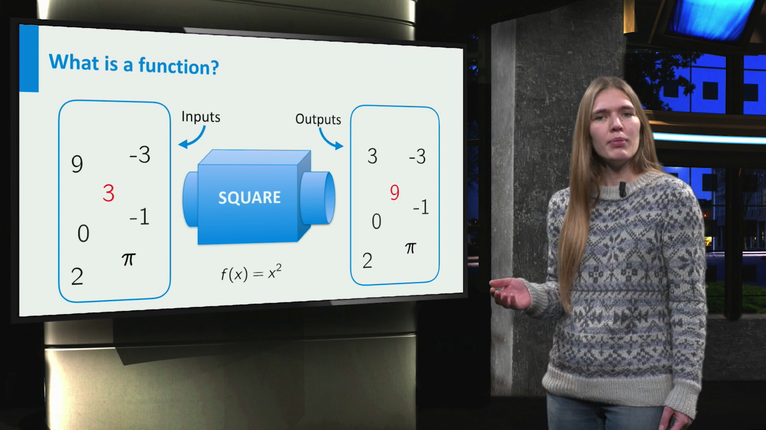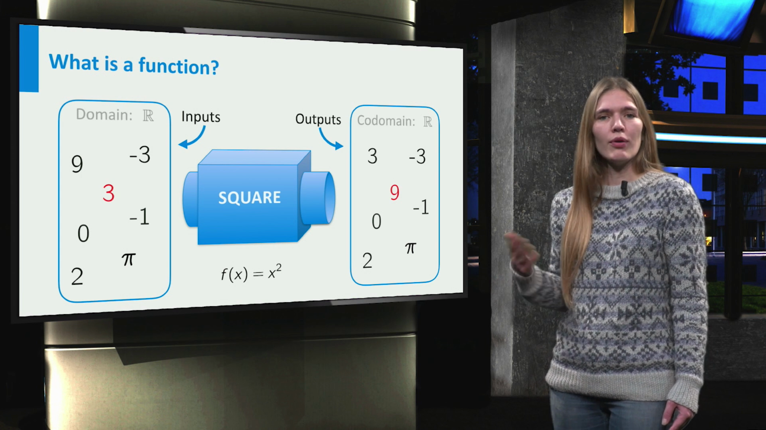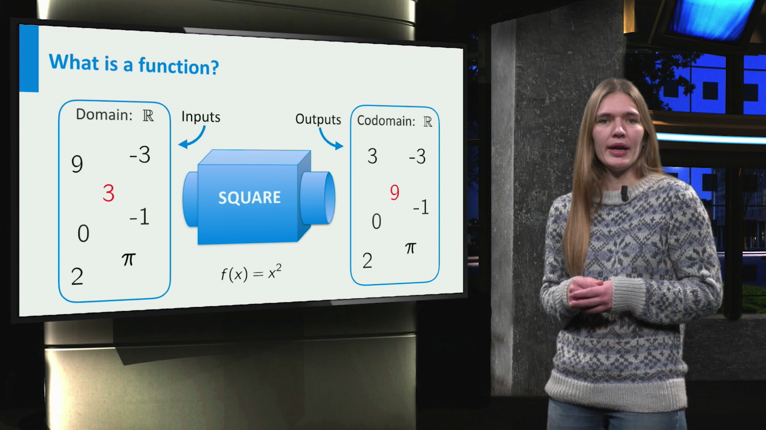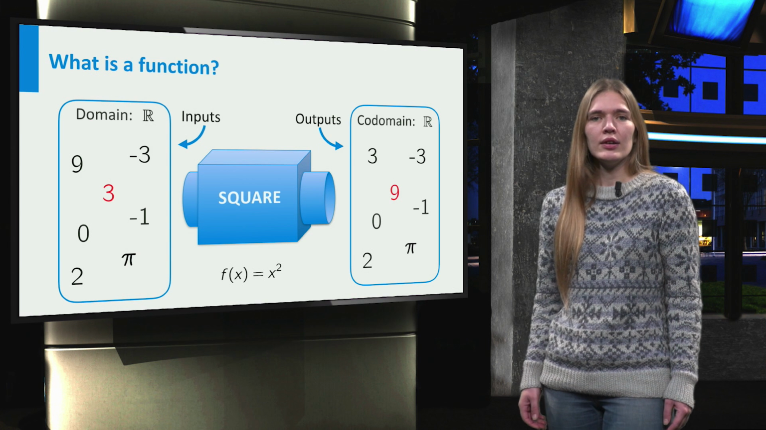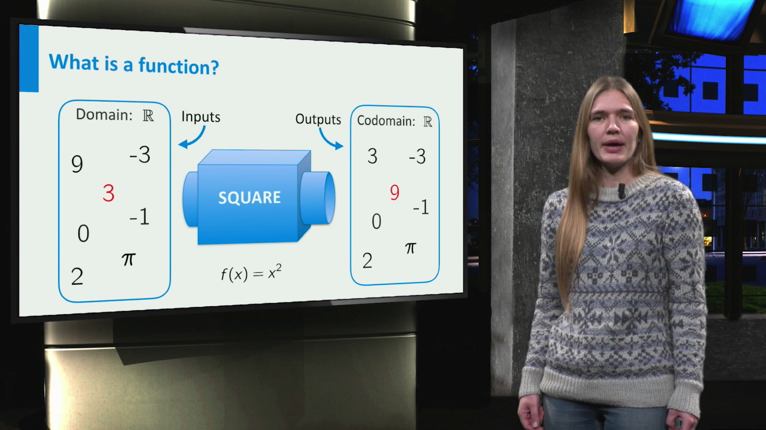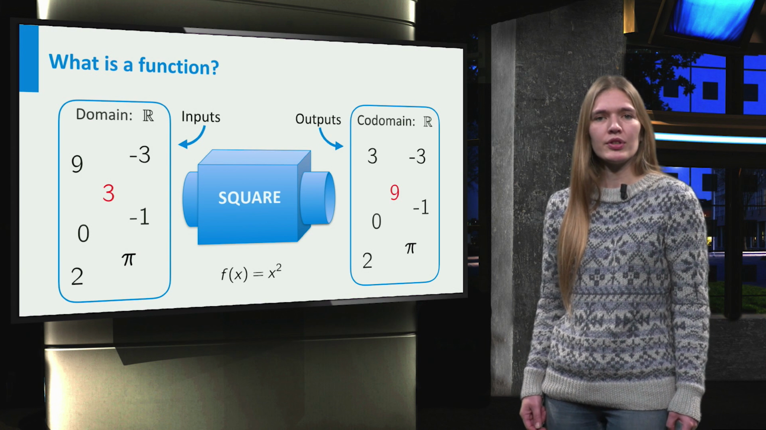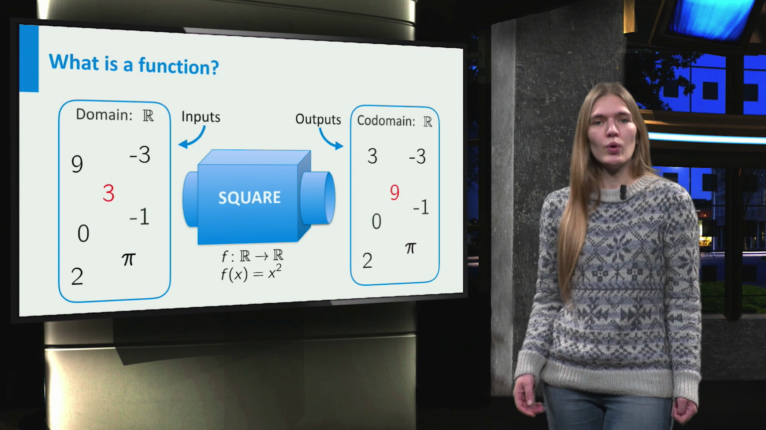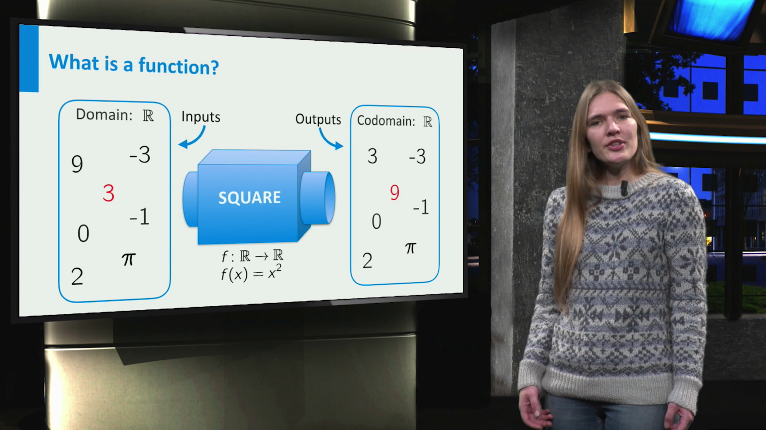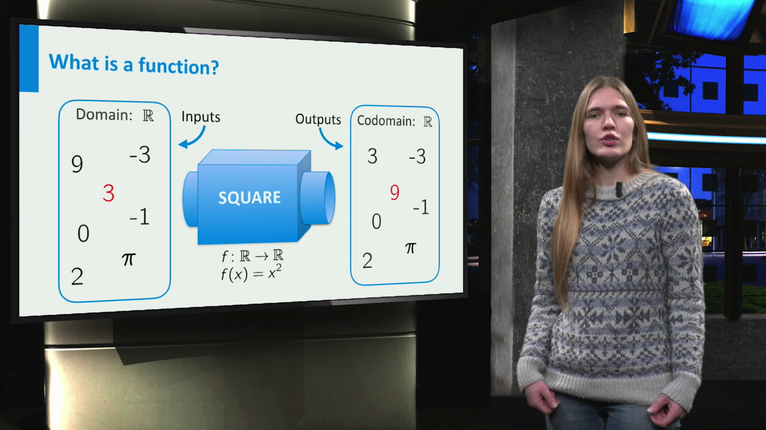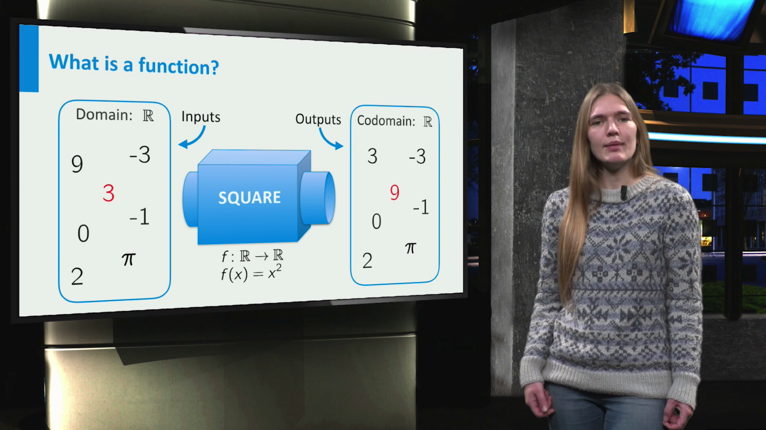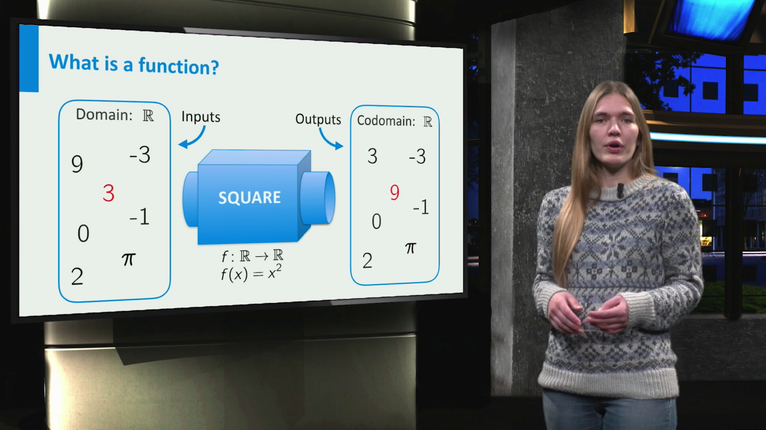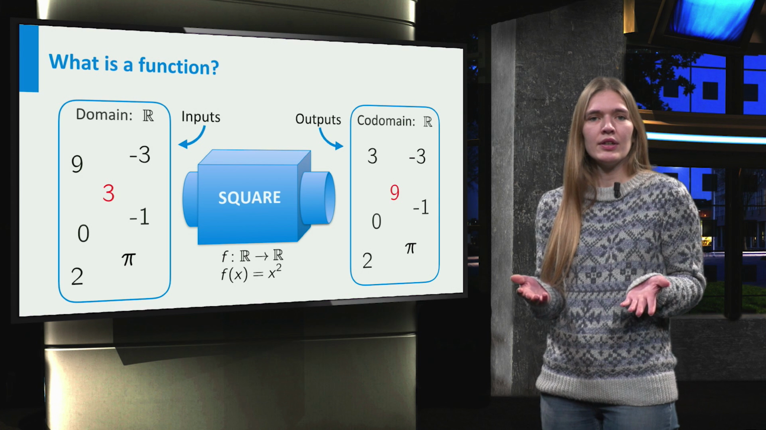Recall that the set of possible inputs is called the domain of the function, whereas the outputs should be elements of the codomain. In the example square, both the domain and the codomain are equal to the set of real numbers. To emphasize this, we write f from R to R. If we once again take our input 3, the corresponding output 9 is called the image of 3. We can say 3 has image 9, or 3 is mapped to 9.